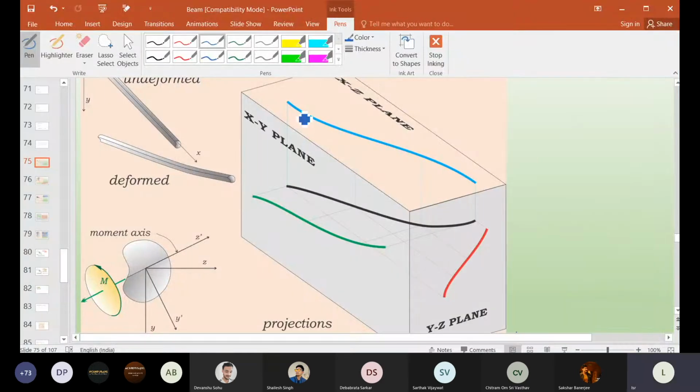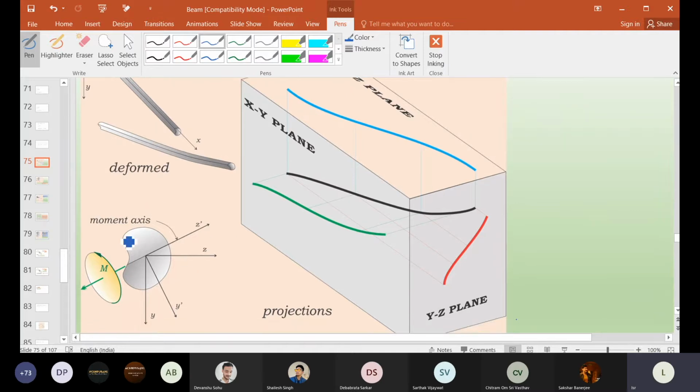Here you can see this section, which has two axes, z and y. The section is not symmetrical about any of the axes. Now let us say the moment is applied in this direction. This is the moment axis I have projected. I have called that z prime, and we know that this is y prime.